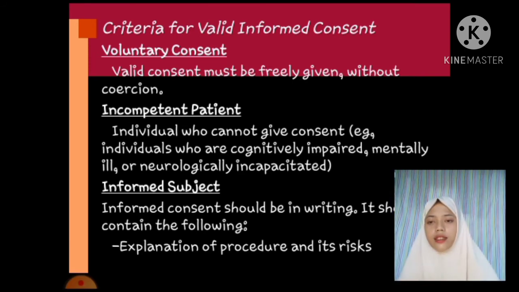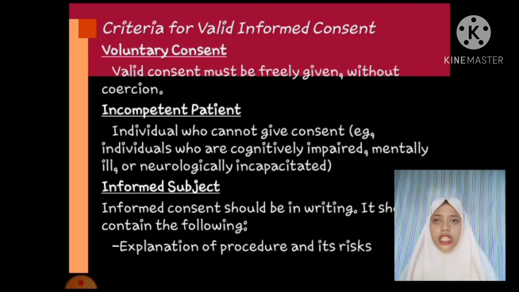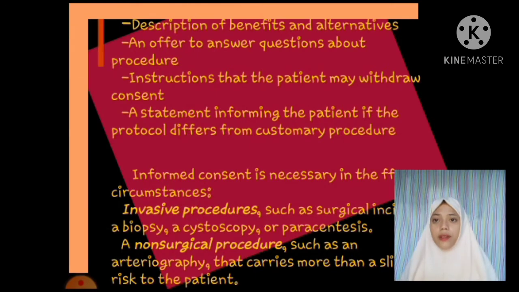Okay, so next is the informed subject. Informed subject, which is informed consent in writing. So it should contain the following. First, explanations of the procedure and its risk. So you need to explain the procedure to the patients and also the risk before doing the surgery. And then next is descriptions of the benefits and alternatives.